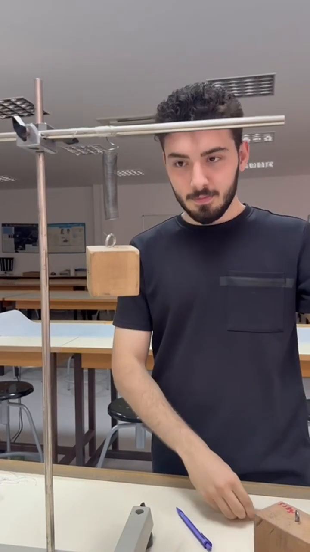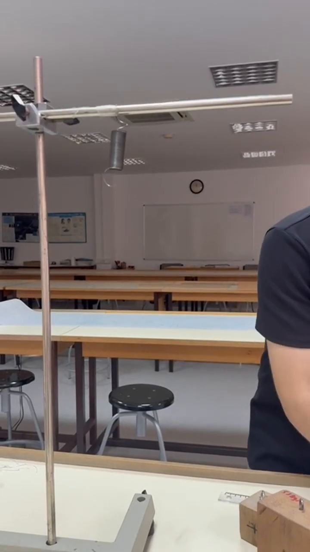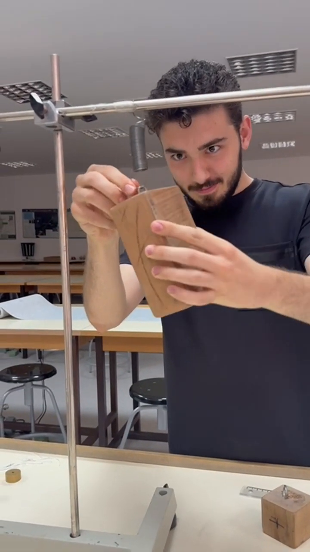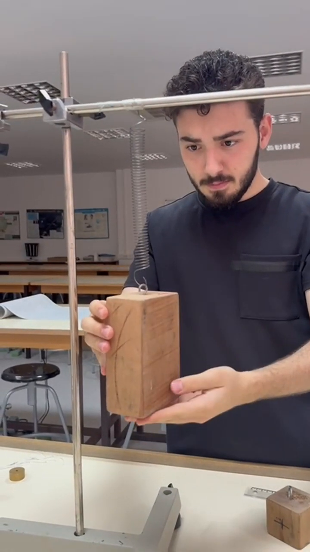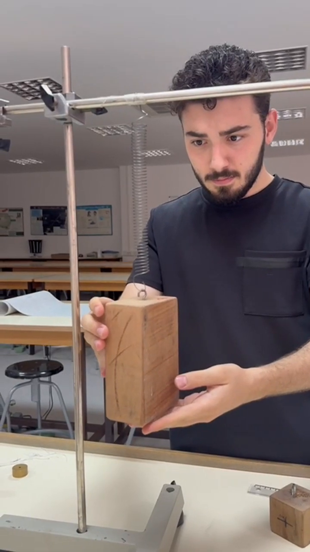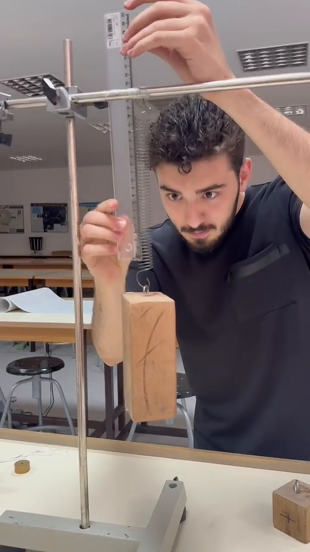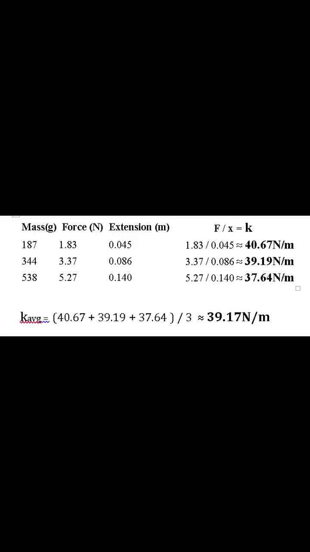For each mass, I calculated the applied force using the equation F equals mg with g equals 9.8. Then I measured the extension x in meters by subtracting the initial length from the stretched length of the spring. Using these values, I calculated the spring constant analytically with k equals F divided by x.